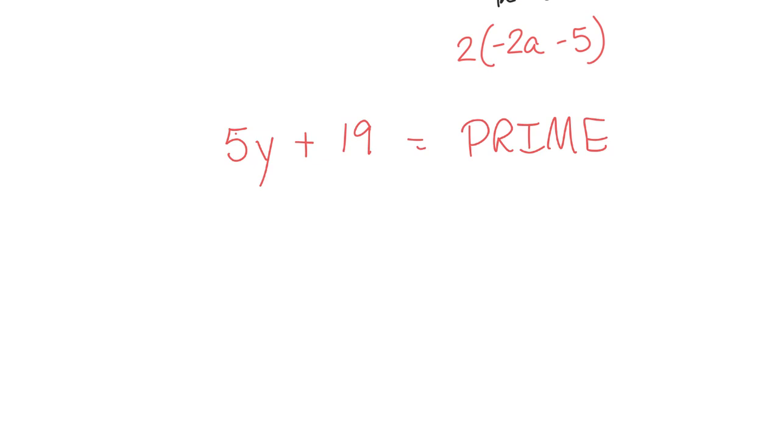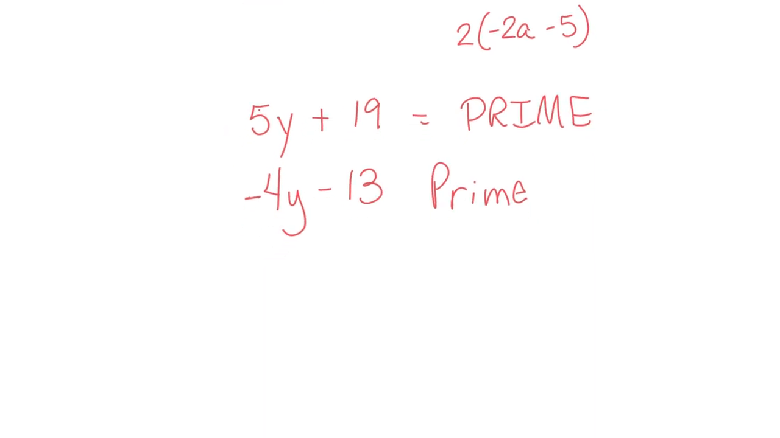What if I did this? Negative 4y minus 13. It's not possible. They're prime. Does 4 and 13 have a number other than 1 that will divide them? No. So this one is still considered to be prime. Doesn't matter about the sign because I'm looking at the positive number first to find my greatest common factor, okay? Are we good? All right, I'm going to give you one and let's see if you can work it.